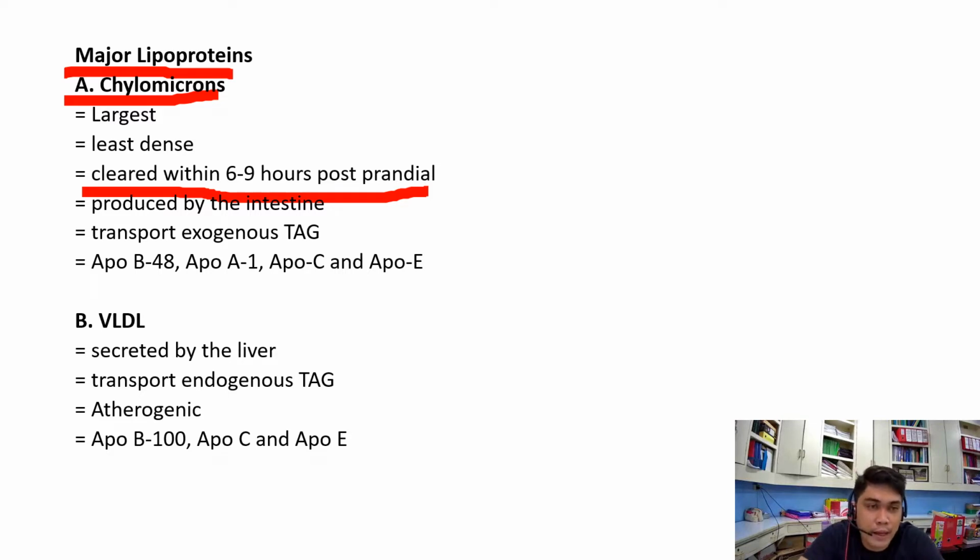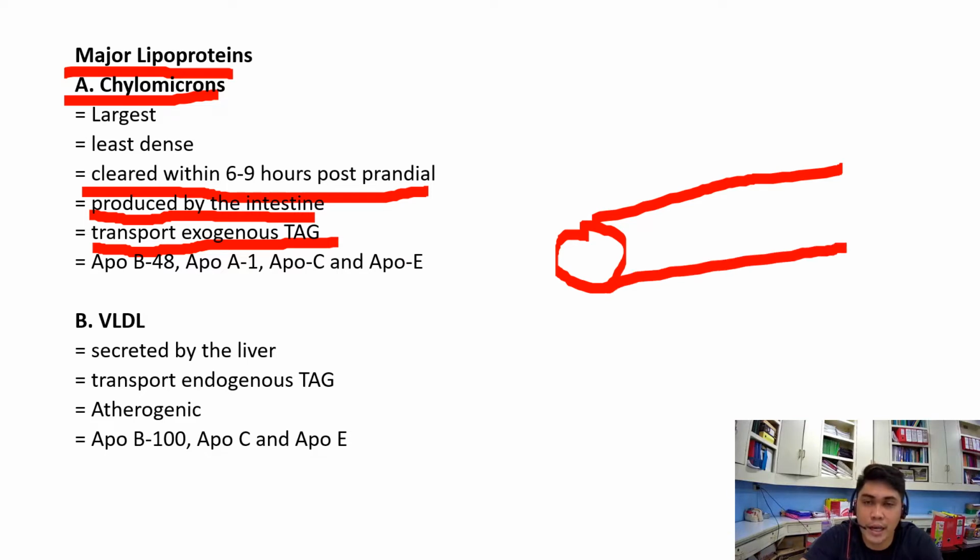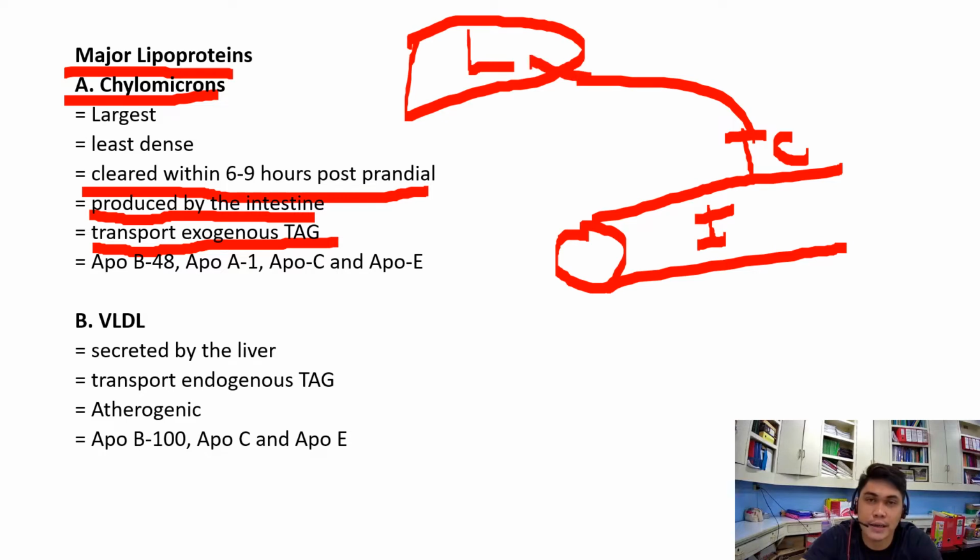Chylomicrons are produced by the intestine and transport exogenous triglyceride. So the function of chylomicrons is to transport the absorbed TAG, primarily triglyceride, and cholesterol absorbed by the intestine. If this is the intestine, the function of chylomicrons is to transport the absorbed TAG and cholesterol from the intestine to your liver. So that is the function of chylomicrons: to transport the absorbed lipids to the liver, primarily triglyceride.